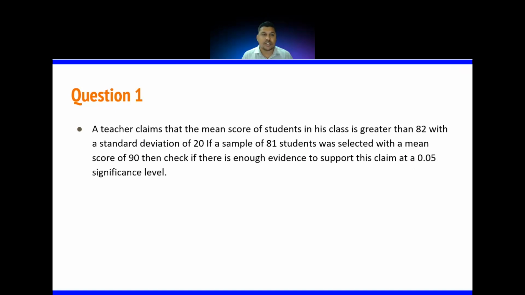Right. So see what's the data given to us. A teacher claims that the mean score of students in his class is greater than 82. A teacher is claiming, so you have to define your H naught, null hypothesis. H naught is the average score, the mean score, is greater than 82 with the standard deviation of 20.